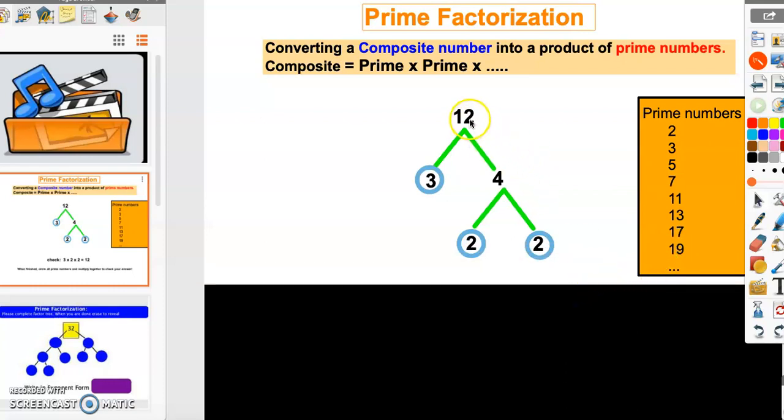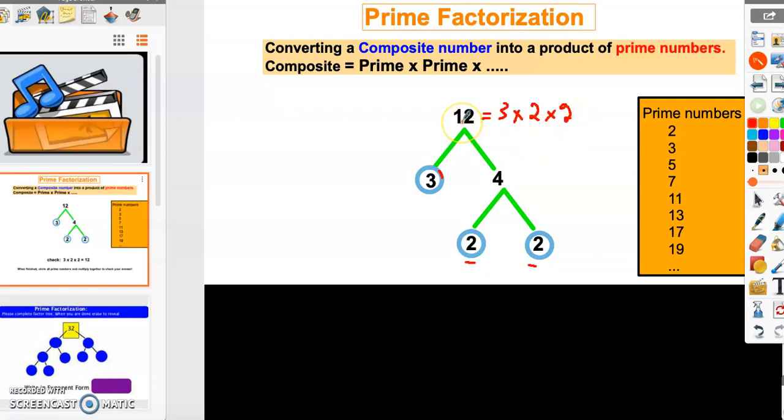So here we have 12, which is a composite number. We convert it to 3 times 4. 3 is a prime number, so we circle it. What about 4? It's a composite number, so we will convert it to 2 times 2. These are prime numbers. So 12 is equal to 3 times 2 times 2. You can check it. 3 times 2 equal to 6 times 2 equal to 12.